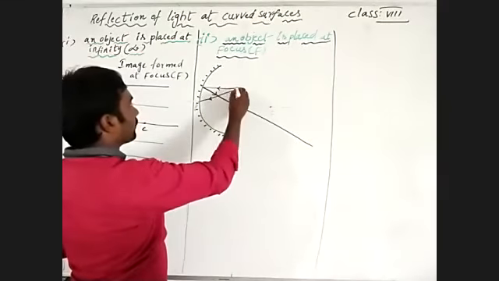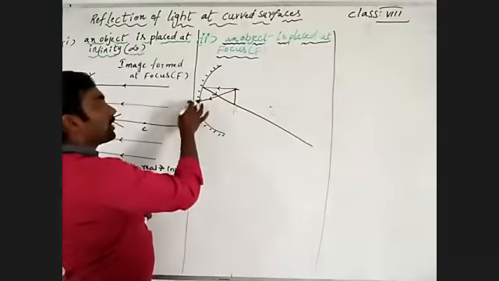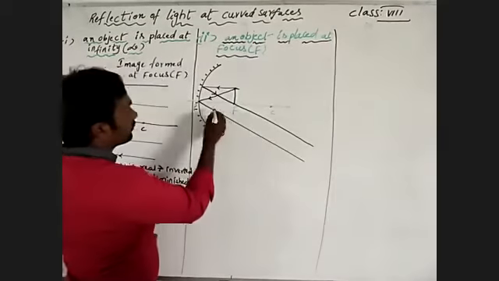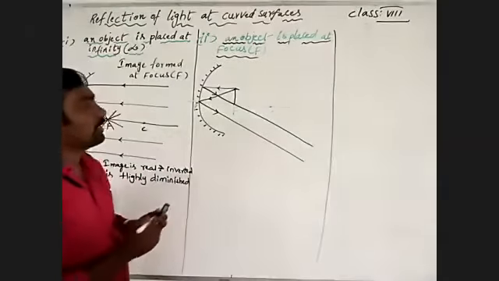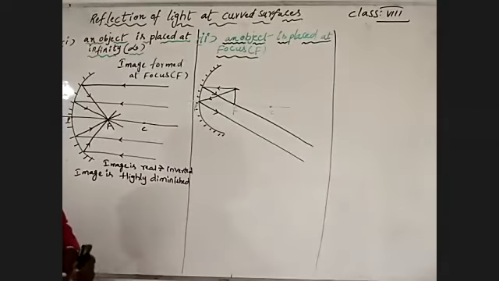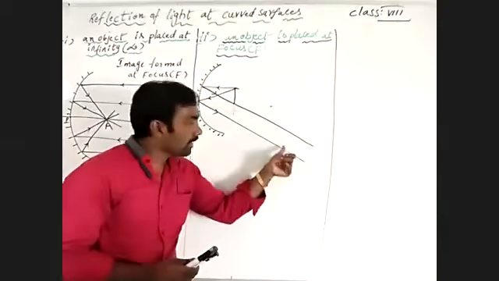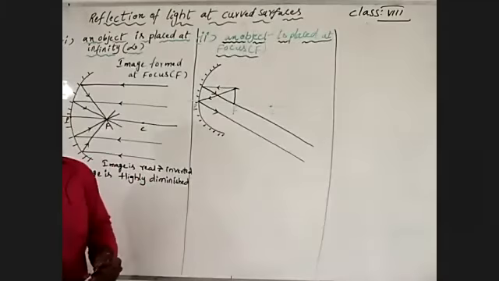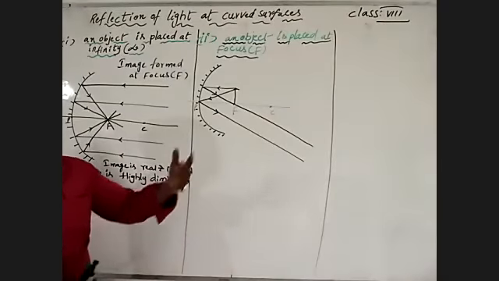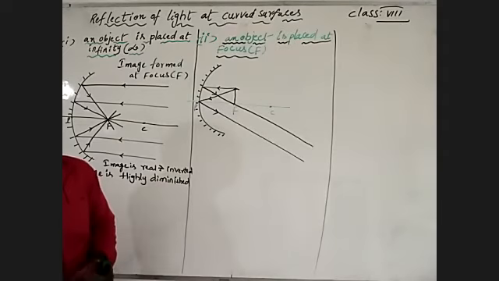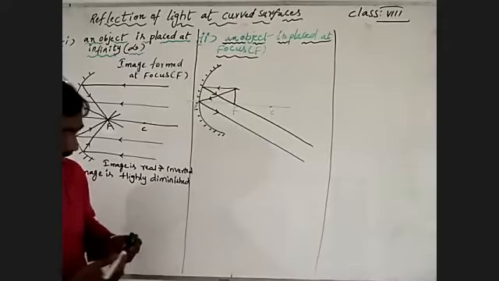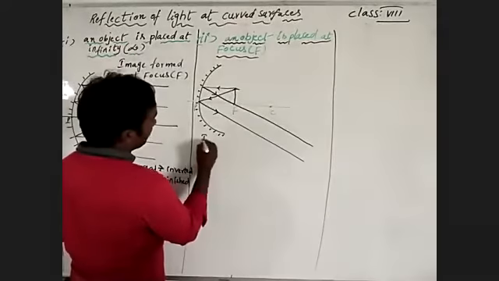One more light ray coming from the tip of an object passes through the pole. It gives reflection with the same angle. So they are not meeting anywhere here. They may meet at some unknown distance. If they are meeting at an unknown distance, the image will form at infinity.